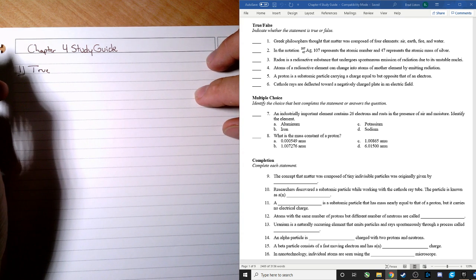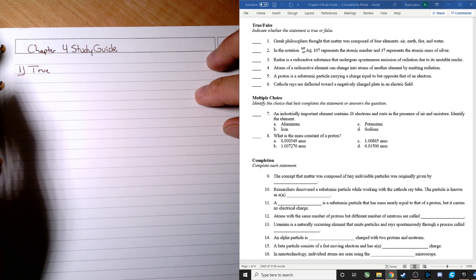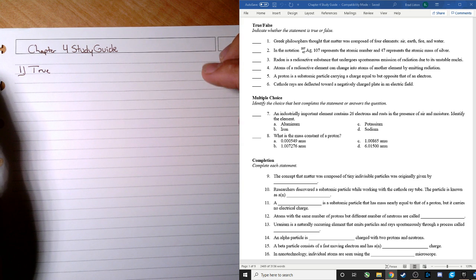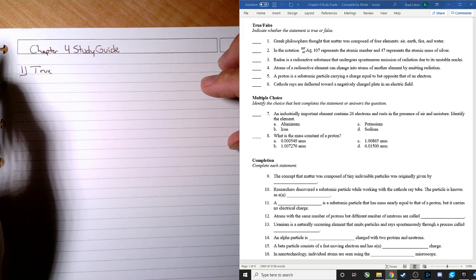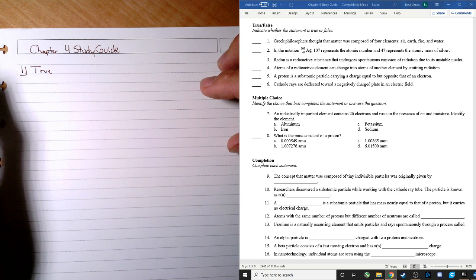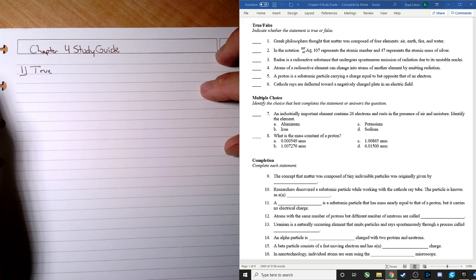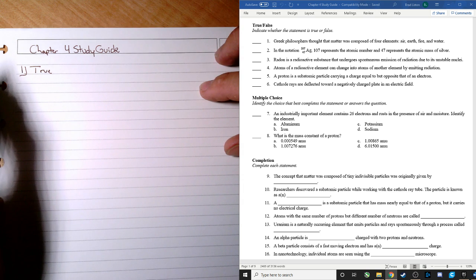Next one. In the notation in that picture, it says 107 represents the atomic number and 47 represents the atomic mass of silver. That is false. So the mass number is 107. 47 is the atomic number.